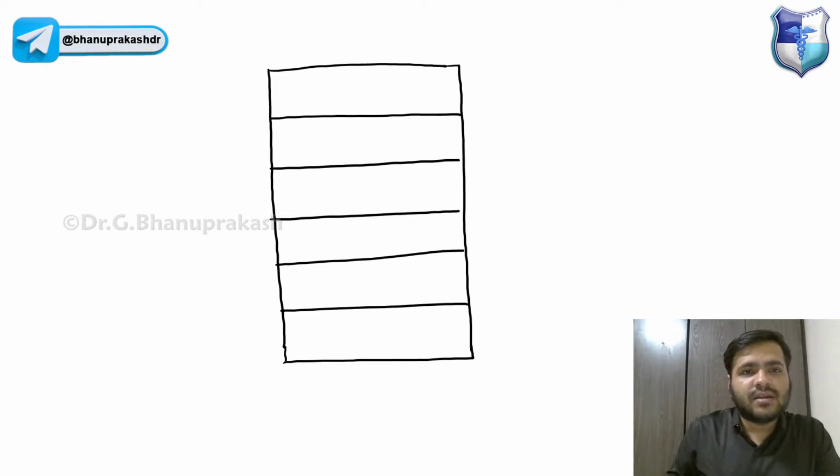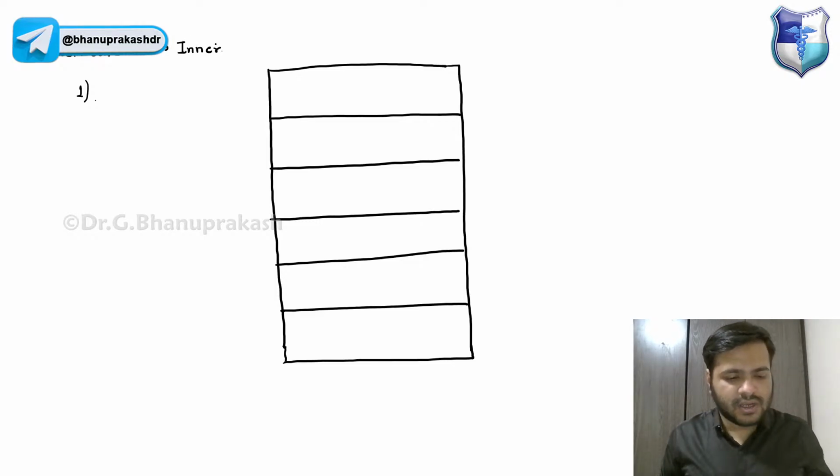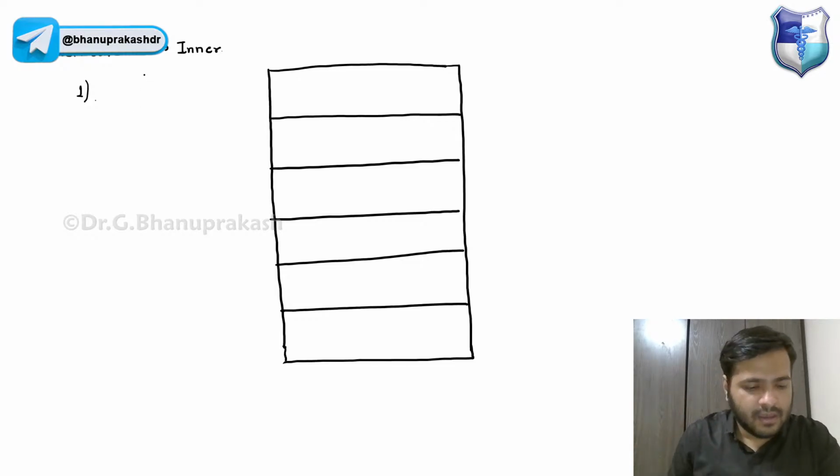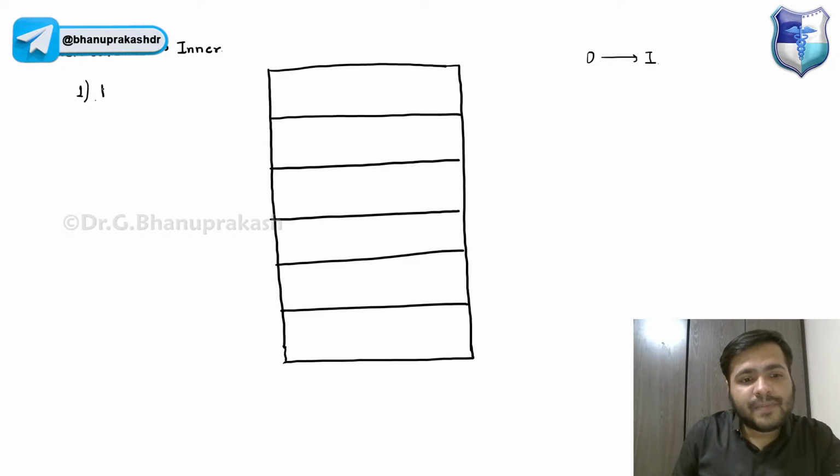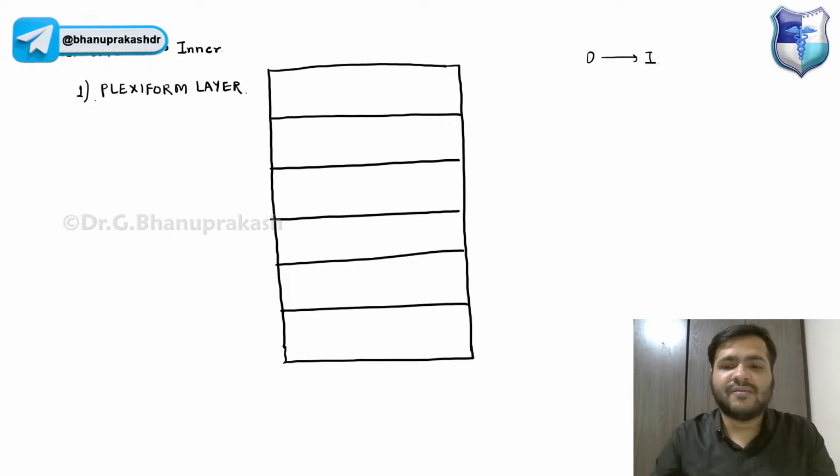Now from outer to inner, guys, the very first layer which you will see, going from outside to inside, the outermost layer is called the plexiform layer. The outermost layer is called the plexiform layer.